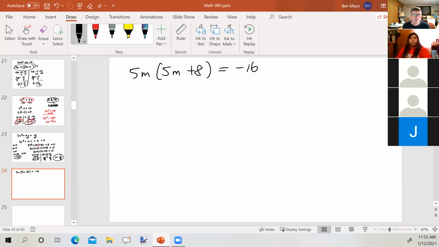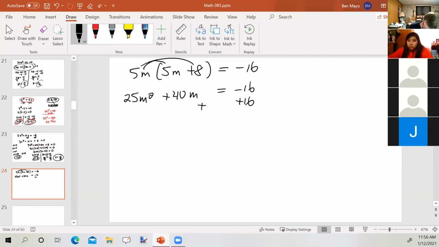And it has to be set equal to 0 for this thing to work, which means we're further away from home than we've ever been before. What we have to do, we're going to have to multiply this out, 25m squared plus 40m. I'm going to add 16 to both sides, 25m squared plus 40m plus 16 equals 0.